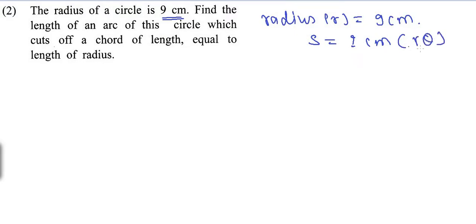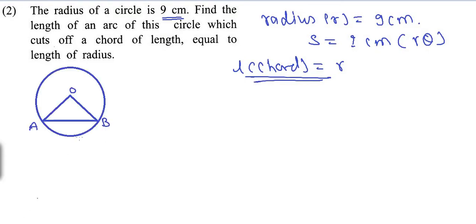Now R is given. Let us try to find out theta now, which cuts off a chord of length equal to the length of radius. So length of chord is equal to radius R. Okay, we'll try to draw a diagram first. Now this is the circle with center O. On this circle, the chord is AB. Now it's given that the length of chord AB is equal to radius R.